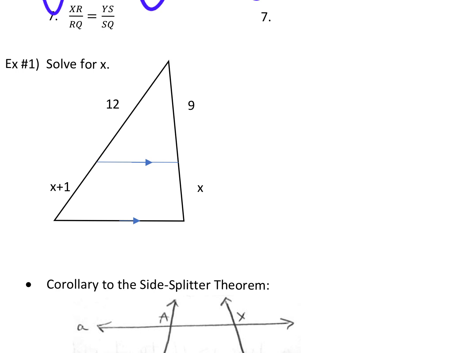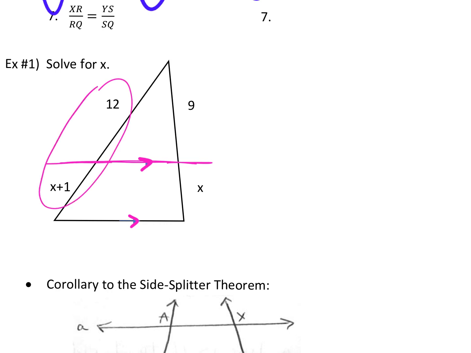So side splitter theorem. The lines are parallel. Notice these are not equal. It's not that these two are equal in length. It's that the relationship between them will be the same as the relationship between these. So we're going to set this up as a proportion. If you just extend those lines, you can see the ratio happening.